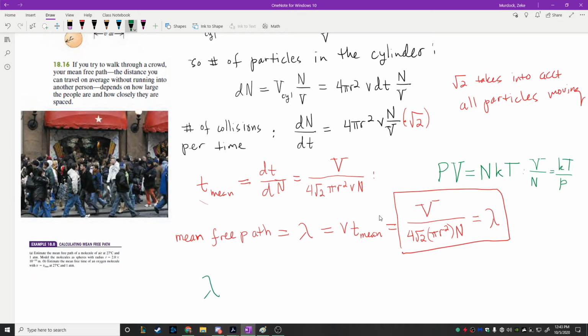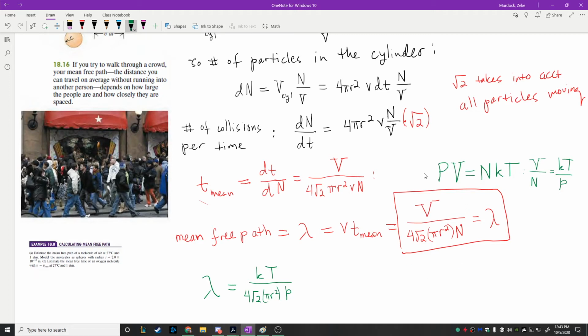So that also means that the mean free path can be written in terms of pressure and temperature as, let's see, the numerator is going to be KT, and the denominator is going to be 4 root 2 pi r squared, and then times pressure. Is that right? KT over, yeah. Let's see if this equation makes any sense.